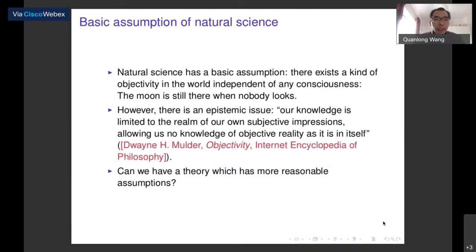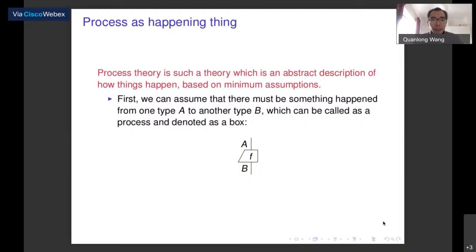So let's start from the basic assumption of natural science. Natural science has a basic assumption that there exists a kind of objectivity, independent of any consciousness. So the moon is still there when nobody looks. But there is an epistemic issue there. That means we can verify or know any existence only by our consciousness, so we cannot verify such objectivity. So is there any theory that has more reasonable assumptions? I would say that process theory is such a theory, which has an abstract description of how things happen and is based on minimal assumptions.